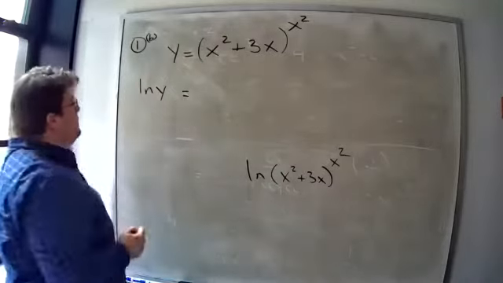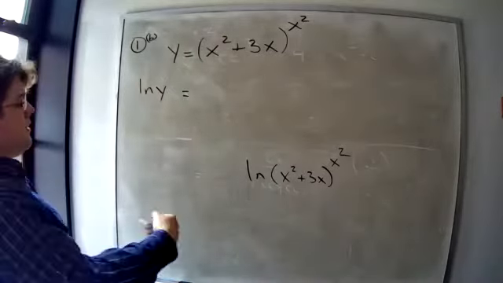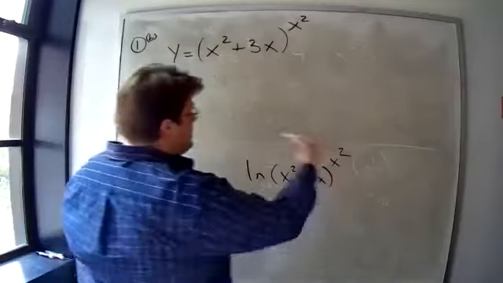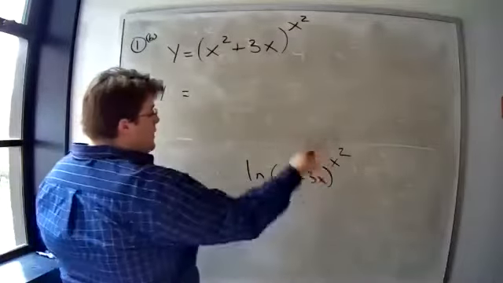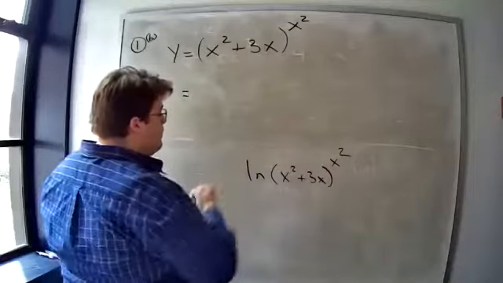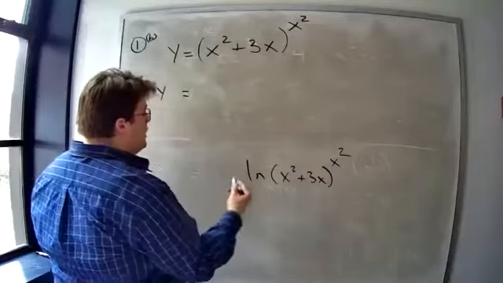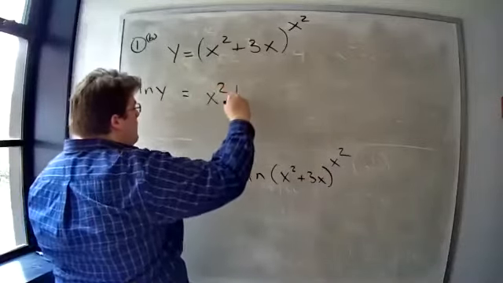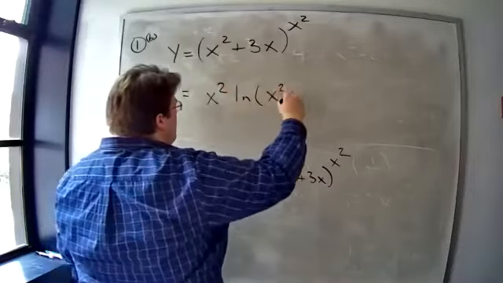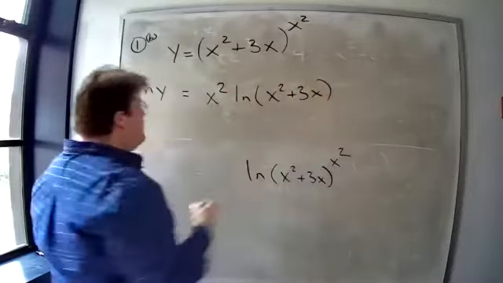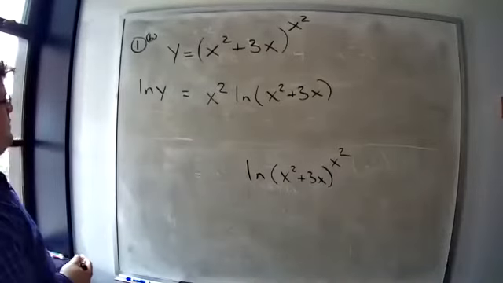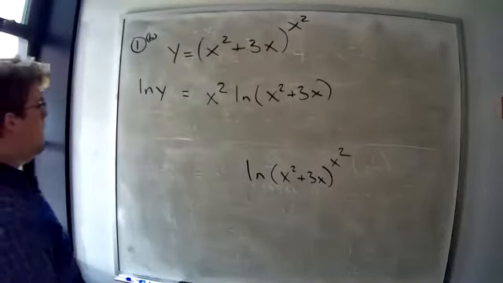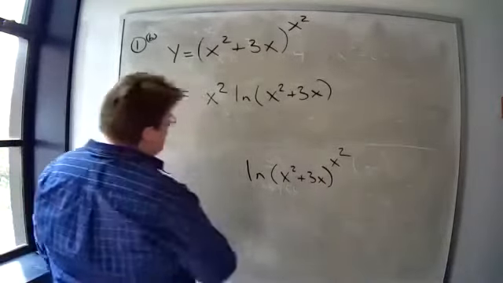So the natural log of the left is just natural log y. Natural log of the right is given by this, but remember we can use the logarithm properties to turn this into a product. So on the right side, we now have a product, and we can take that derivative.